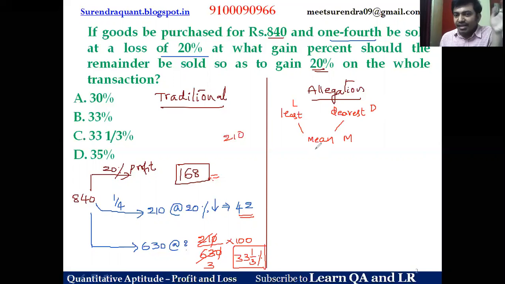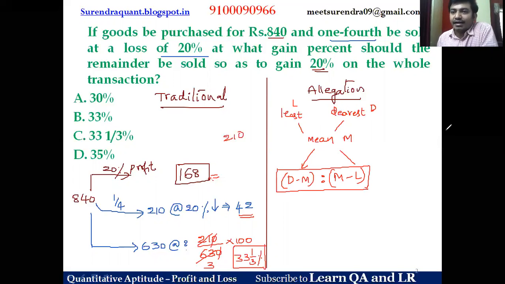Now, the alligation rule says that by taking the least value on the left top, the dearest value, meaning the maximum value, on the right top, and the mean value in the middle, D minus M should be here, and this is M minus L, mean minus least. In this ratio, you have to sell the goods.